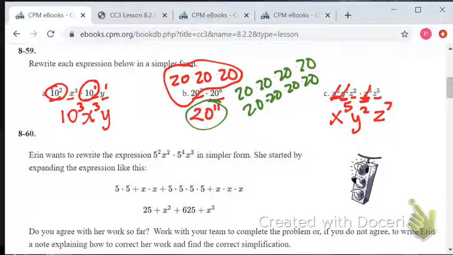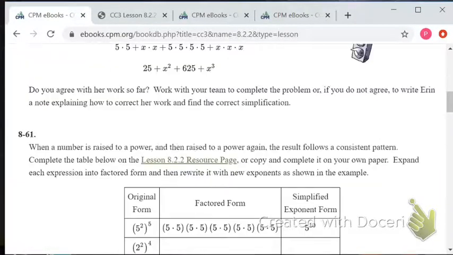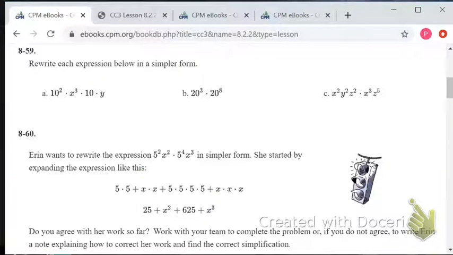Okay? And that is 8-59. Let's move on to the next one. If you need to pause this to take a look at our work or rewind it, please do. Okay. Let's go to 8-60 right now.